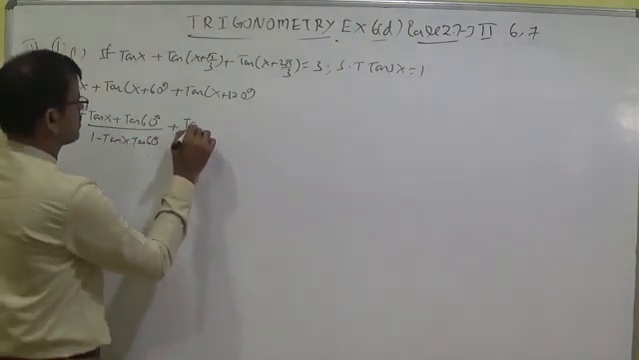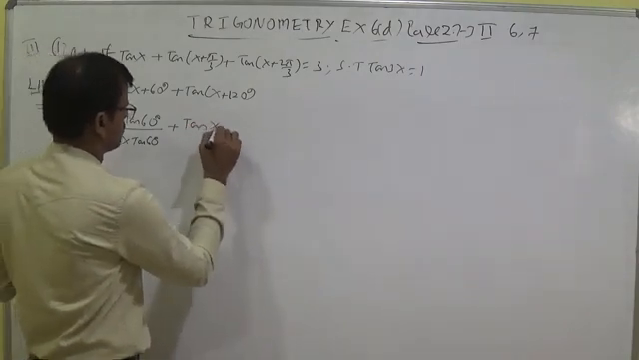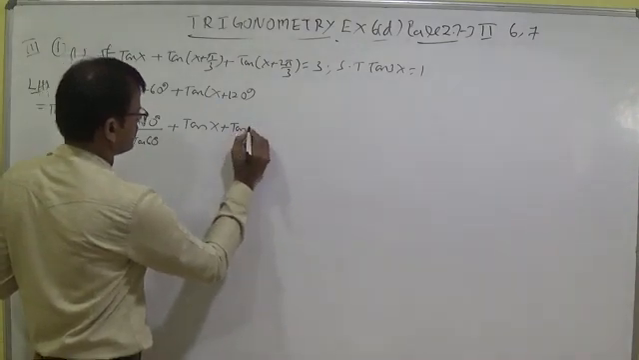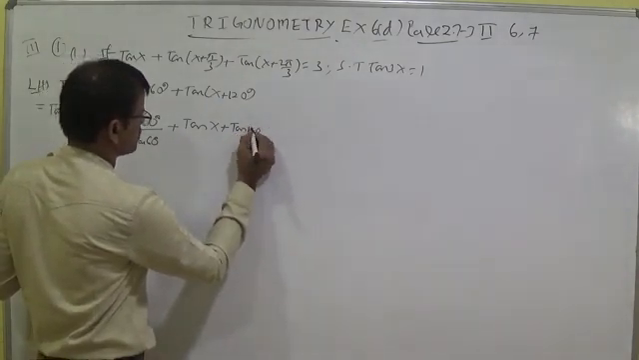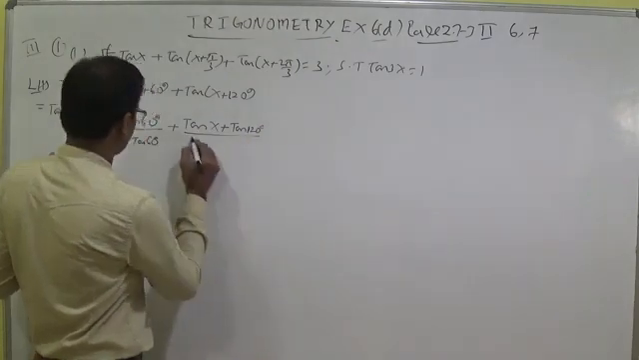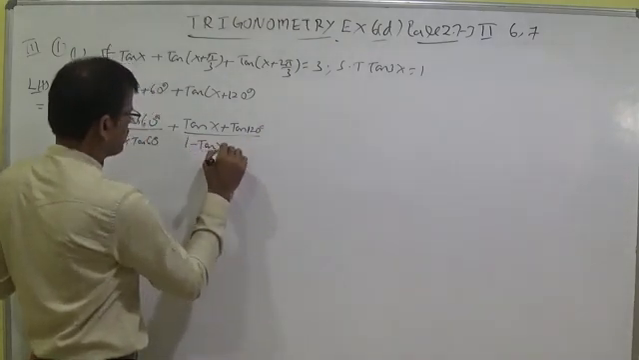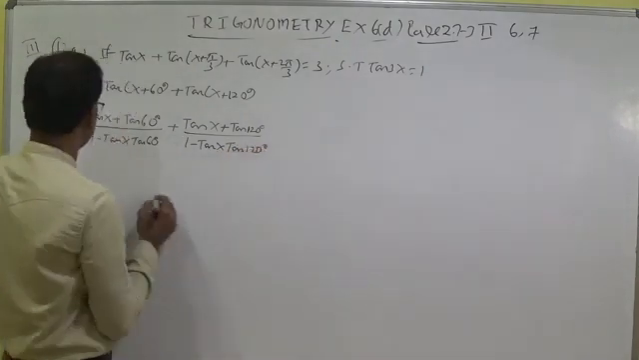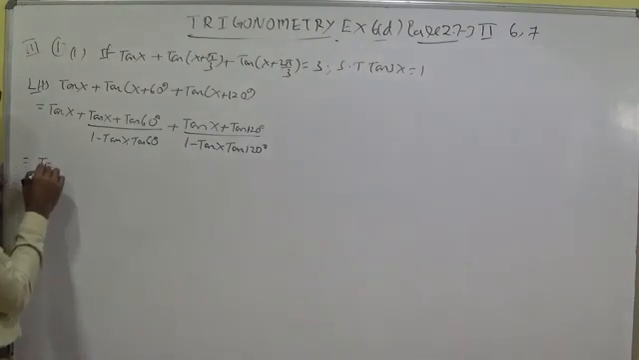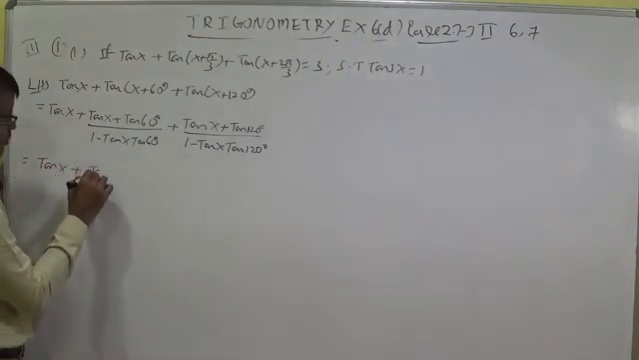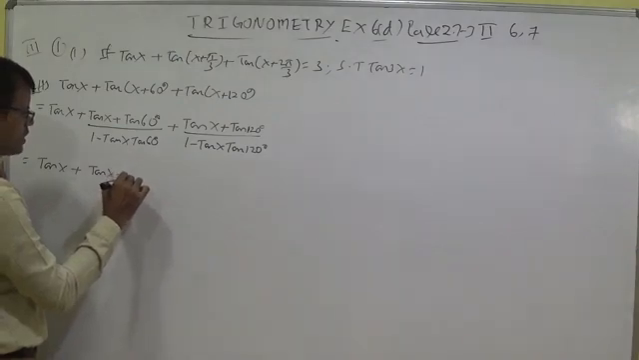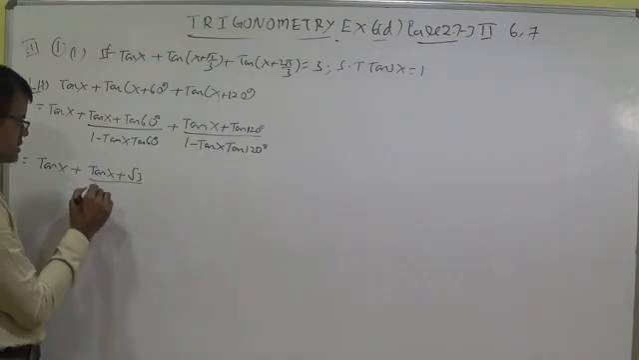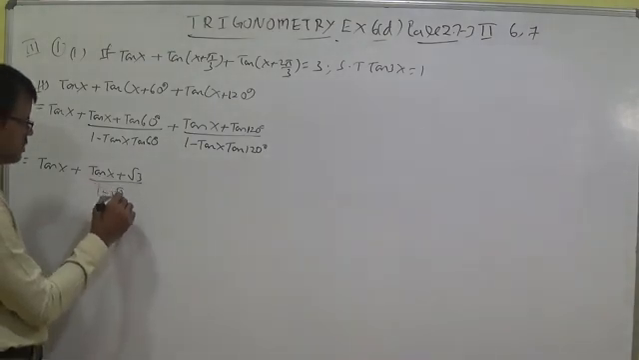Plus here, the same formula, tan x plus tan 120 degrees by 1 minus tan x into tan 120 degrees. That is equal to tan x plus, write the value instead of degrees. Tan 60 value root 3, tan x plus root 3 by 1 minus root 3 tan x.